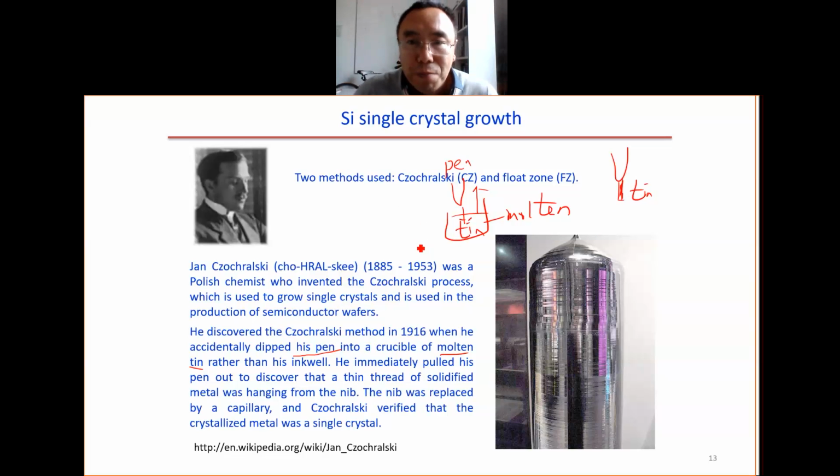Effectively, we dip a single crystal material into the molten material, then we pull it out to form the single crystal. The material of the pen, I'm not sure, maybe carbon, or some other material. It's the seed, so this has the seed material.